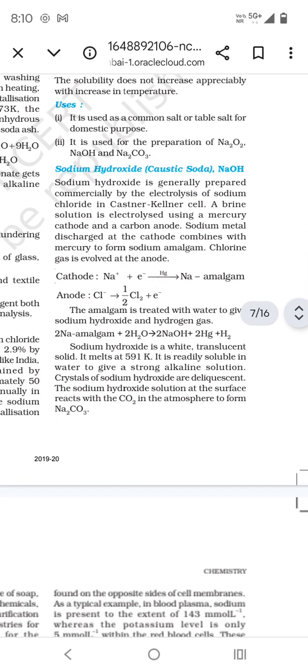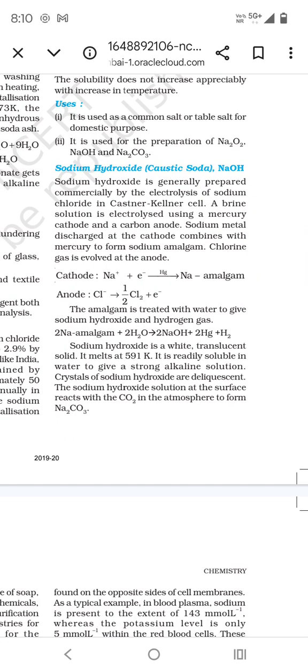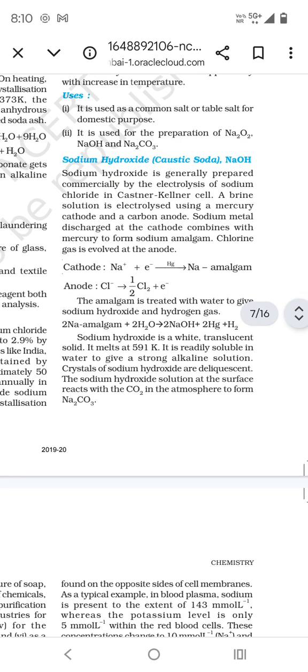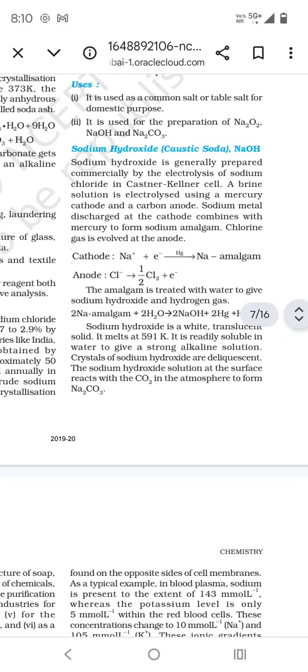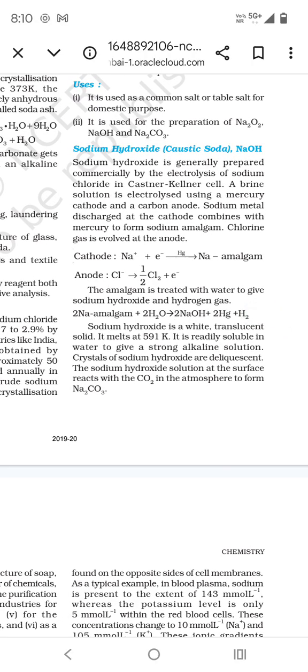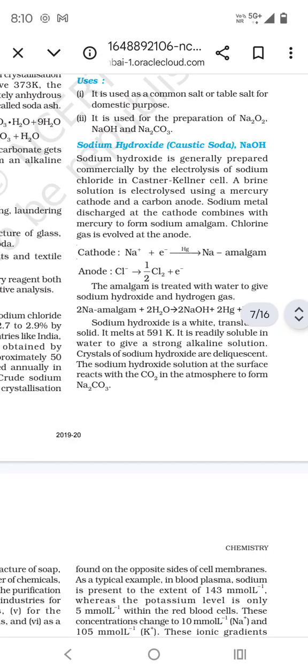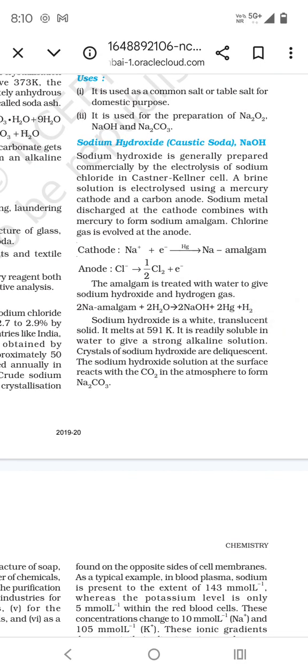Sodium hydroxide, caustic soda, NaOH. Sodium hydroxide is generally prepared commercially by the electrolysis of sodium chloride in the Castner-Kellner cell. A brine solution is electrolyzed using a mercury cathode and a carbon anode. Sodium metal discharged at the cathode combines with the mercury to form sodium amalgam. Chlorine gas is evolved at the anode.